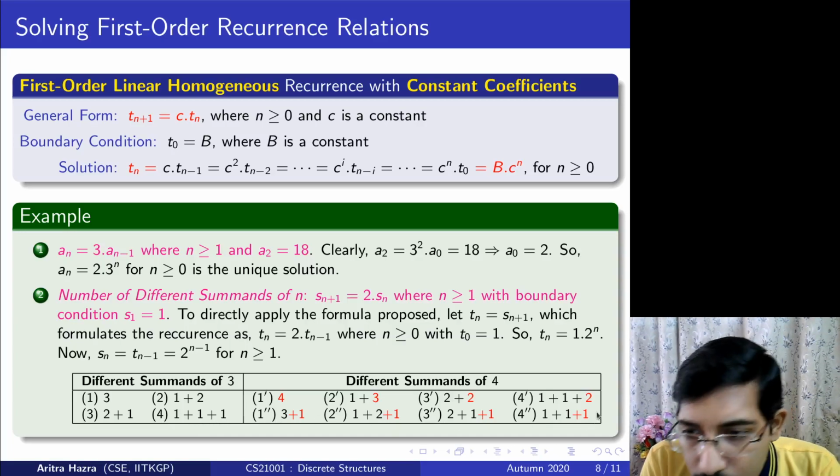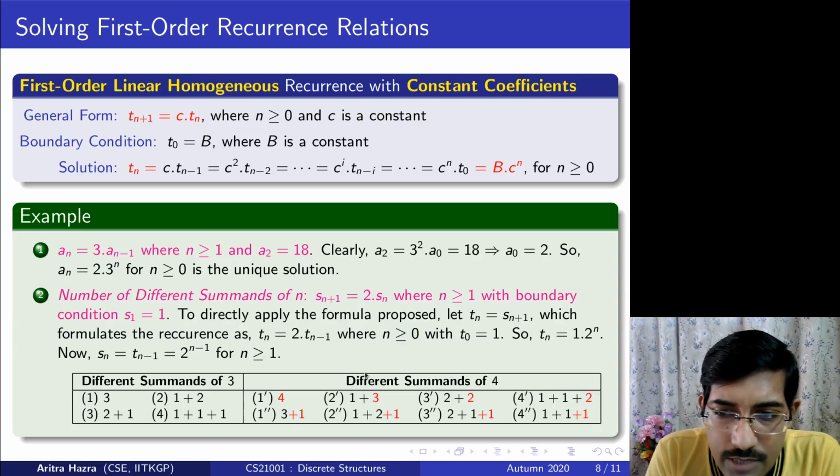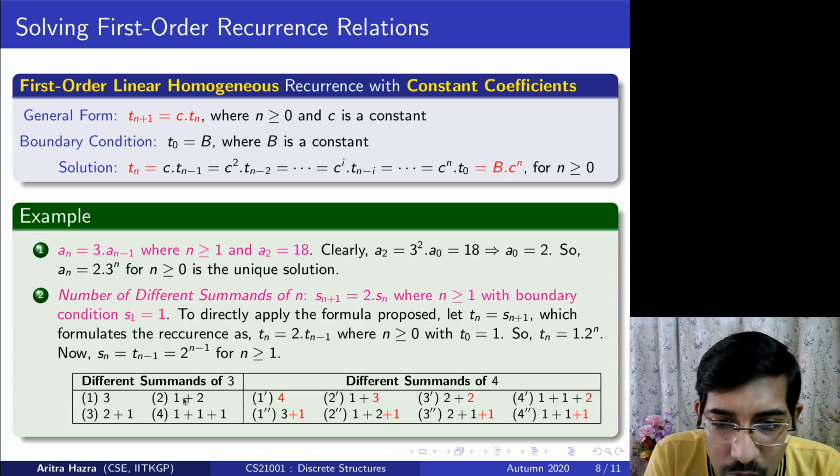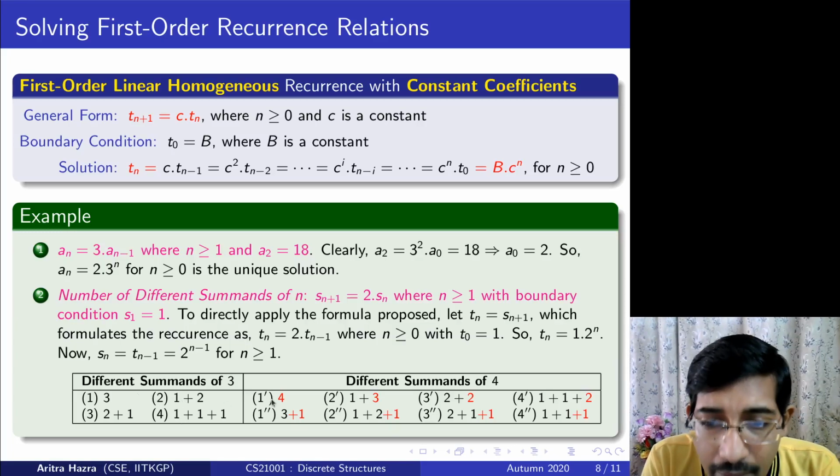So here there will be plus 1. This plus 1 is missing here. So 4 ones. This is basically the summands of 4. Which means that for every summand of 3, I would have 2 times the number of summands in 4, which gives us this recurrence.